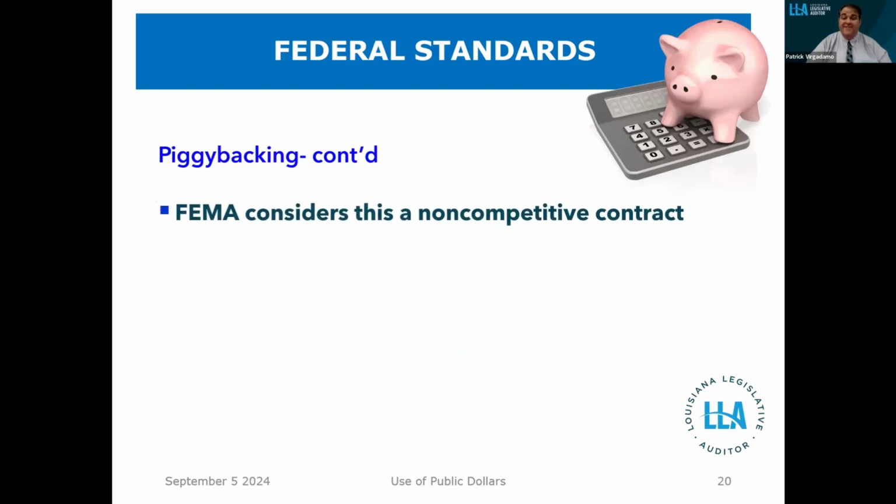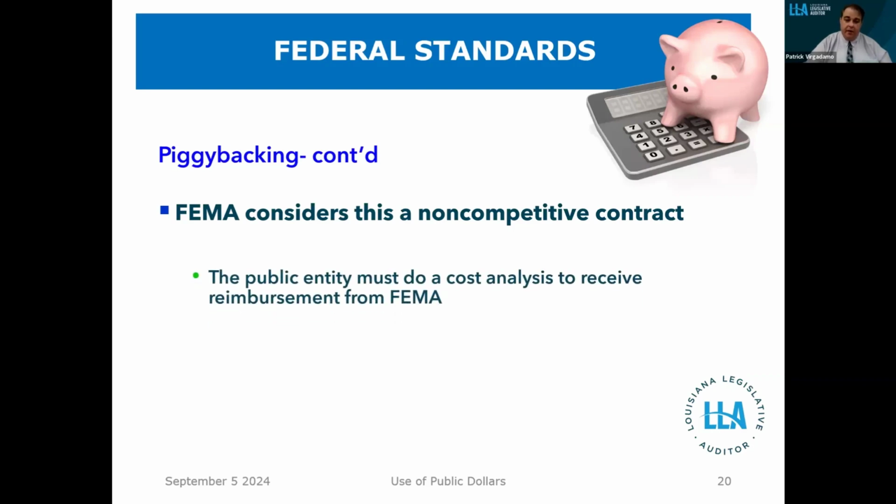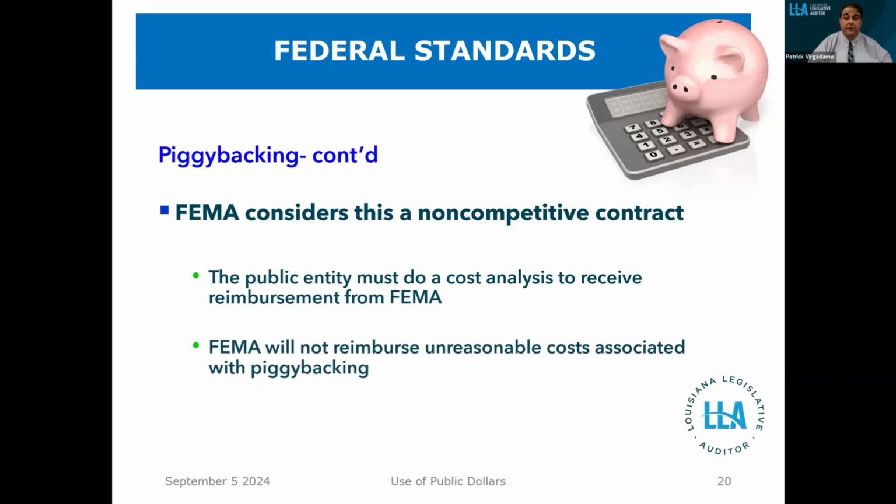It's important to note that FEMA considers piggybacking non-competitive, which means unless you can show that you meet the exceptions to be non-competitive, it may not be allowable when seeking federal reimbursement or using grant funds. A public entity has to do a cost analysis to receive reimbursement from FEMA, and they're going to have to show how using this was reasonable, and that it should have been allowable as a non-competitive process. It's important to note FEMA will not reimburse unreasonable costs associated with piggybacking. So it is one of those where sometimes it may be better to go ahead and do the process yourself than just trying to piggyback.